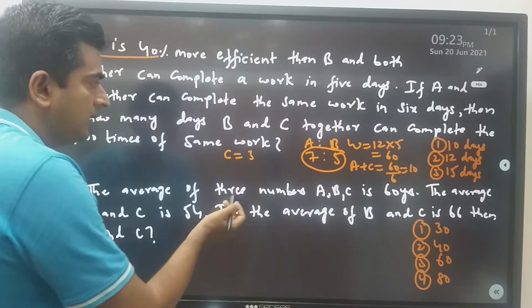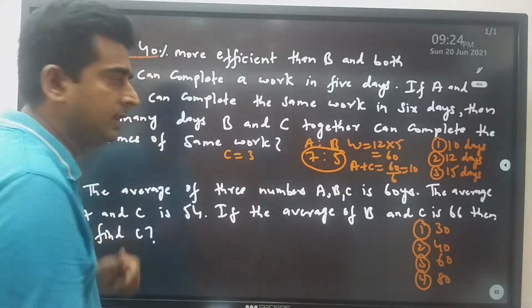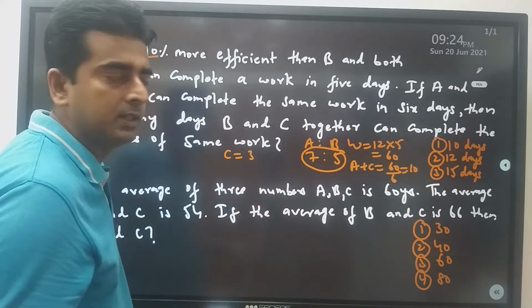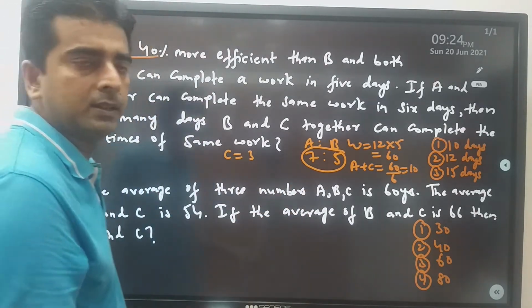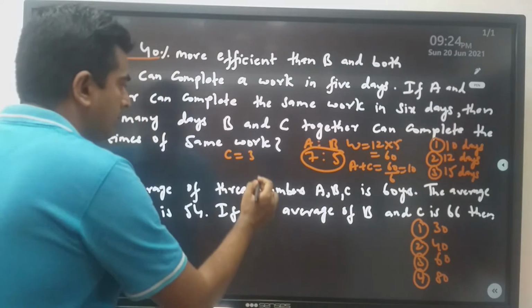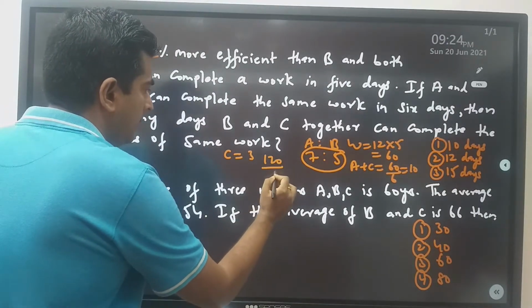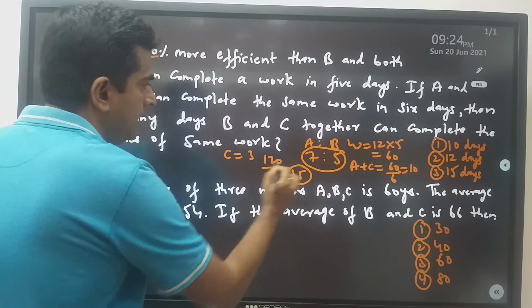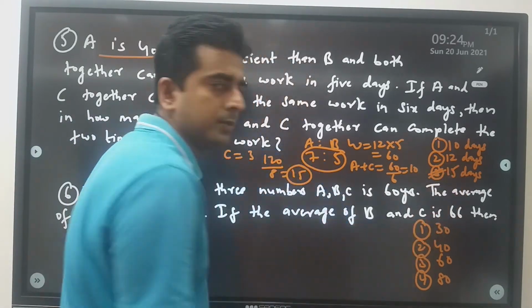Then in how many days can B and C together complete twice the same work? What is the efficiency of B? 5. Efficiency of C is 3. Together efficiency is nothing but 8. And twice the work is nothing but 60 into 2, 120. So my answer is 120 divided by 8, which is 15 days, which is nothing but third option.